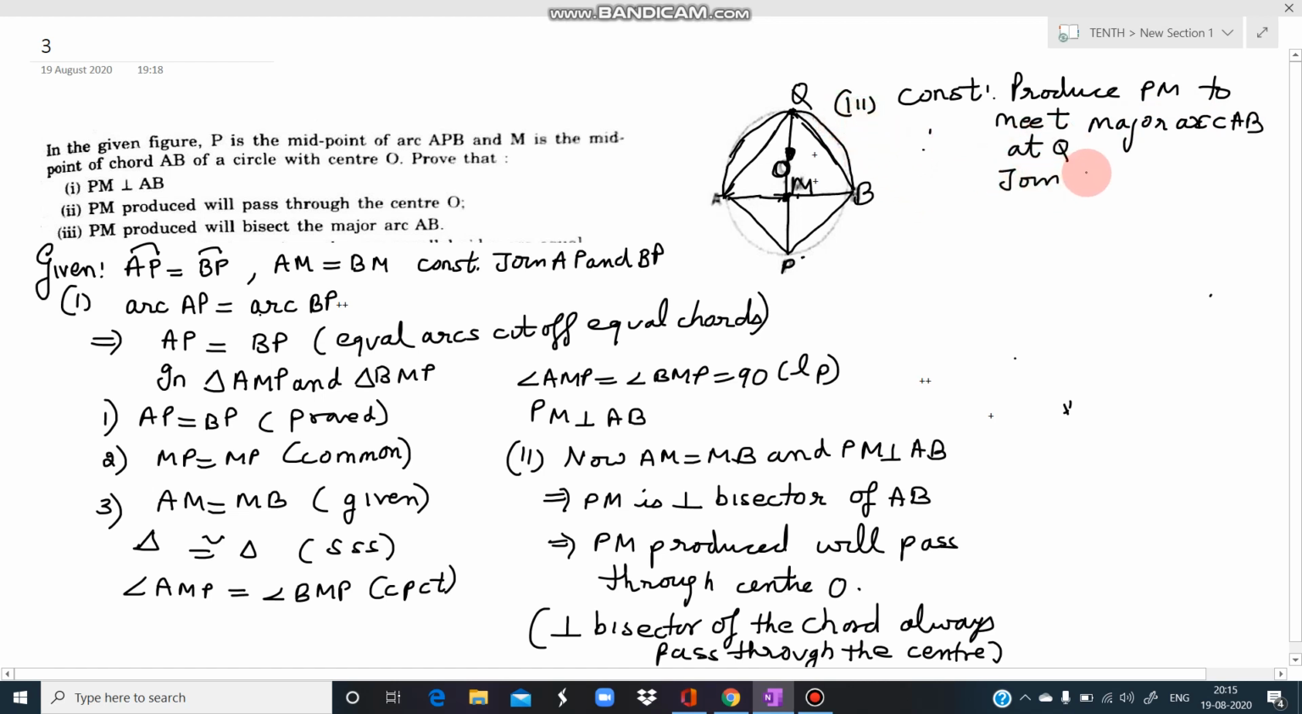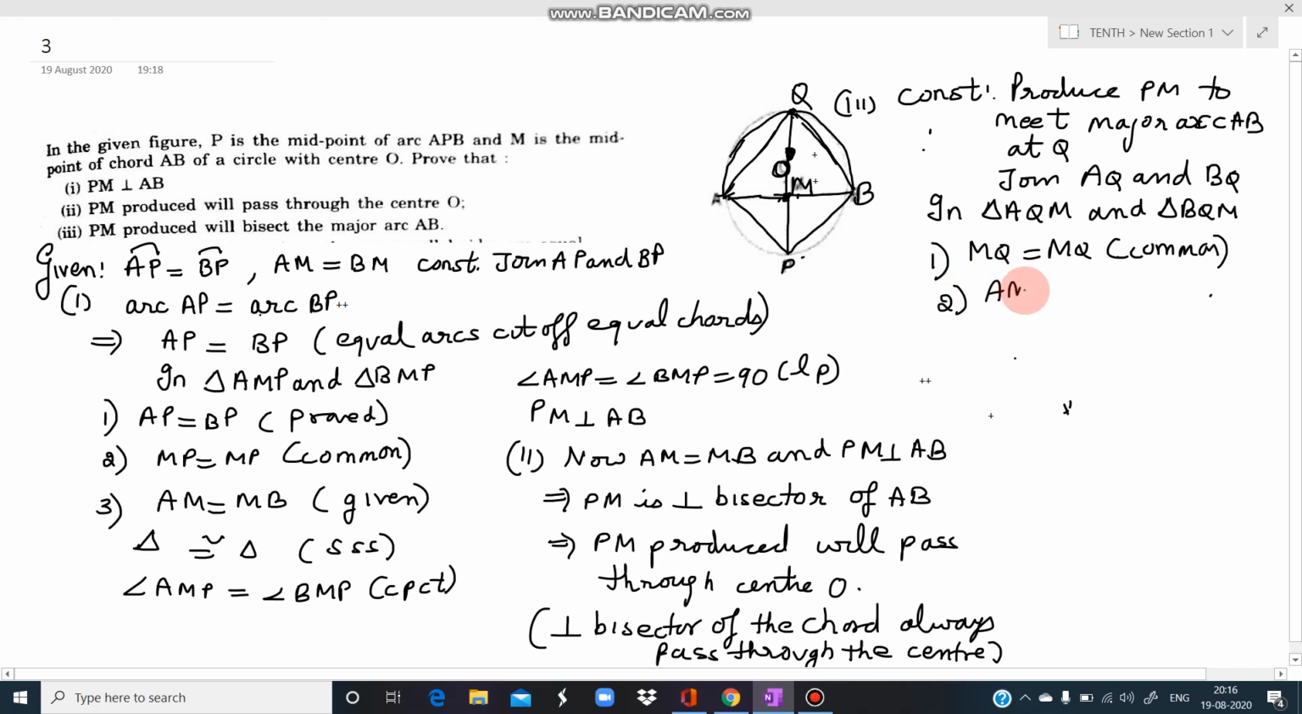and then we join this AQ and BQ. We join this AQ and BQ. Is that clear? Now we have to show that this arc AQ is equal to the arc BQ. That is, we want to show that this point Q is the midpoint of major arc AB. तो इसमें हमने ट्राइंगल लिया, ट्राइंगल AQM एंड द ट्राइंगल BQM. इन दोनों ट्राइंगल्स में फर्स्ट ऑफ ऑल MQ is equal to MQ because it is common.